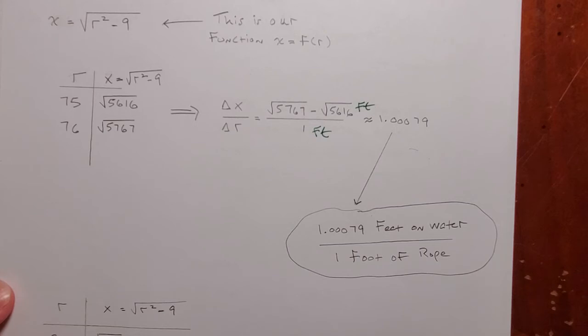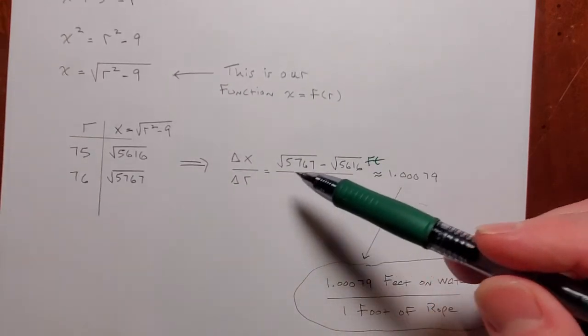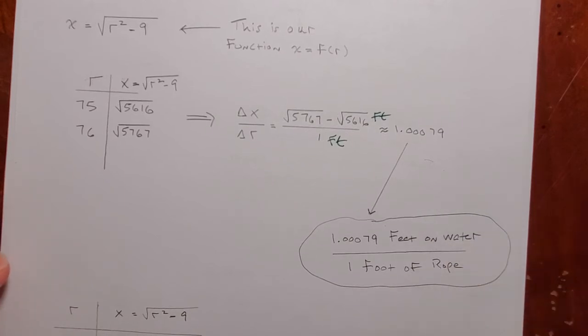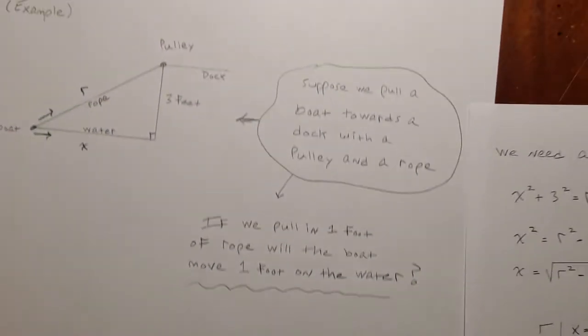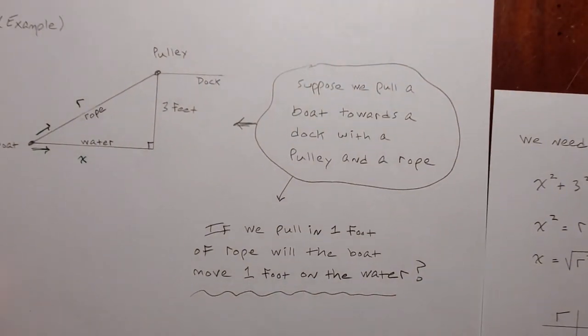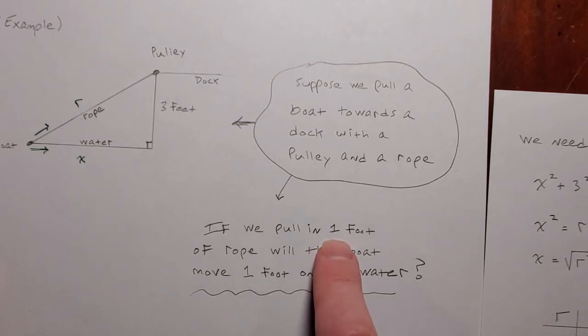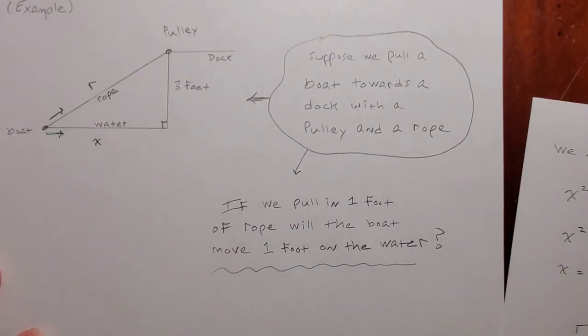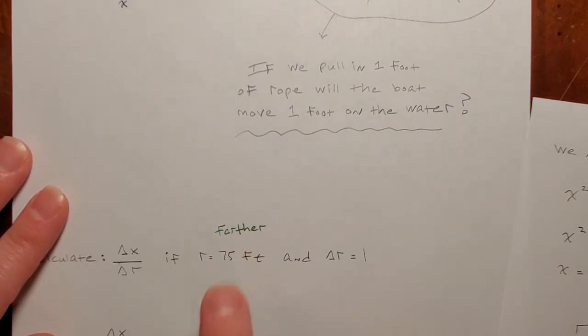Or 1 foot of rope is worth a little more than a foot on the water. Okay? All right, so now you find the deltas, you get a number, but you can think about what the number means. Okay, so will it move a foot? Well, actually a little bit more. If you pull in a foot of rope, or if the rope length changes by a foot, it'll move on the water a little bit more than that. Now that's when it's, I guess, fairly far away, 75 feet.